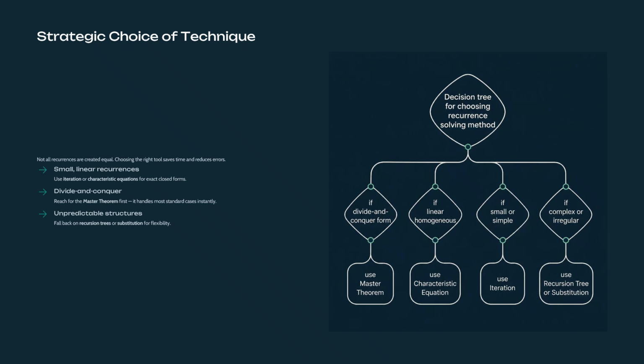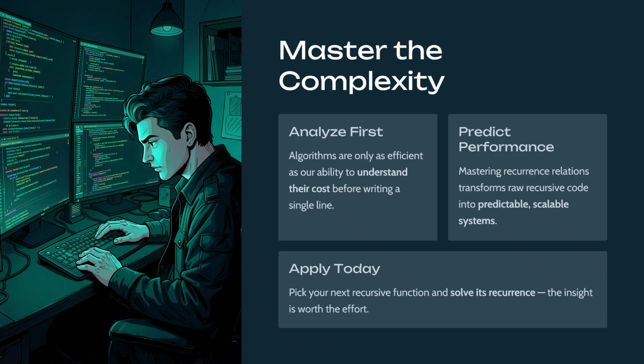Therefore, before attempting to solve any recurrence, first identify its structure. Recognizing the recurrence type often determines the best solving strategy. Title: Master the complexity. To conclude, recurrence relations provide a mathematical framework for understanding recursive algorithms. Instead of simply writing recursive code, we should first analyze its computational cost.